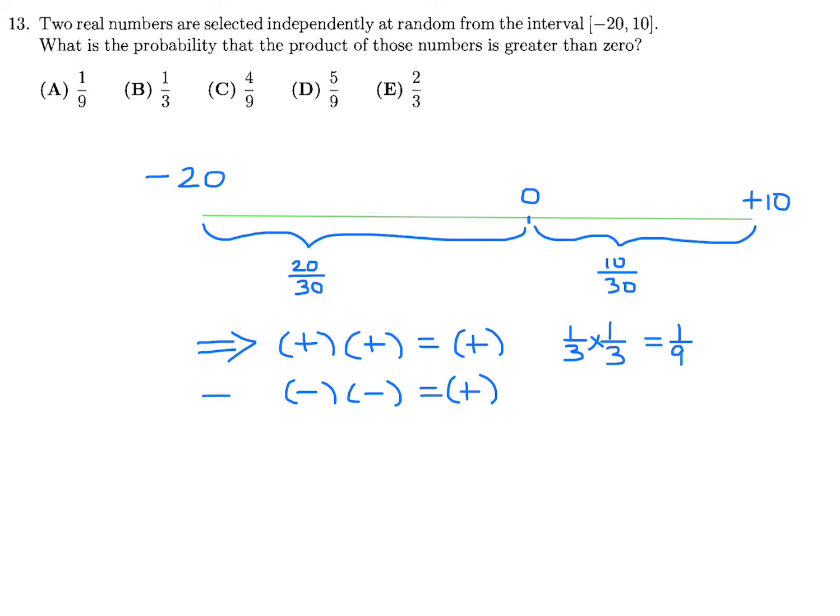Now we look at the second scenario where you have two negatives. The probability of getting a negative number is 20 over 30, which is 2/3. And then the probability of choosing a negative number for the second number is again 2/3. And that, of course, is 4 over 9. So we have to add these two to get the total probability, and that is, of course, 5 over 9. So number 13, the answer is D.